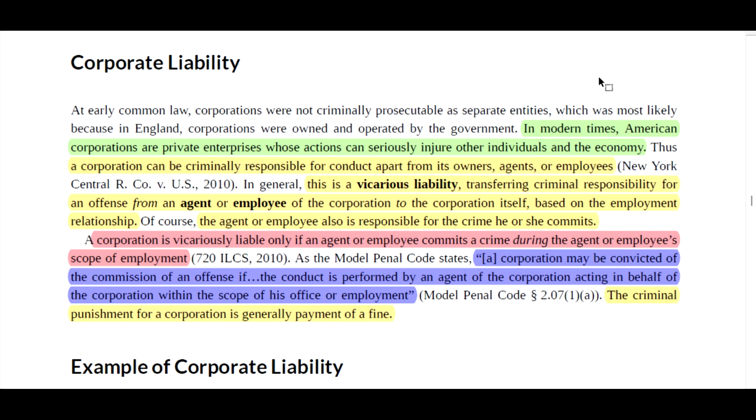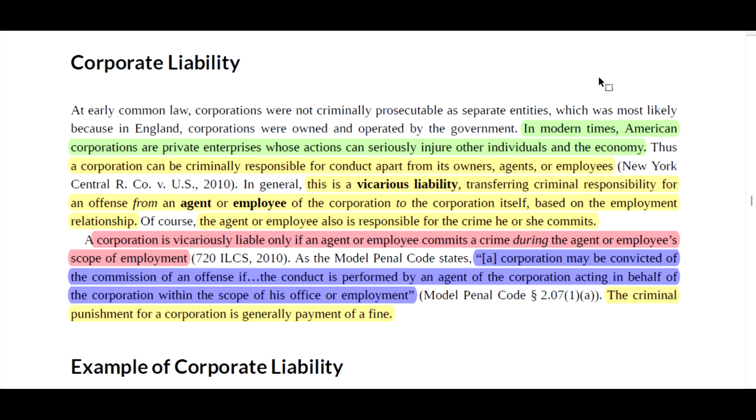So a corporation is vicariously liable only if an agent or employee commits a crime during the agent or employee's scope of employment. Highlighted in blue, the Model Penal Code's phrasing: a corporation may be convicted of the commission of an offense if the conduct is performed by an agent of the corporation acting in behalf of the corporation within the scope of his office or employment.